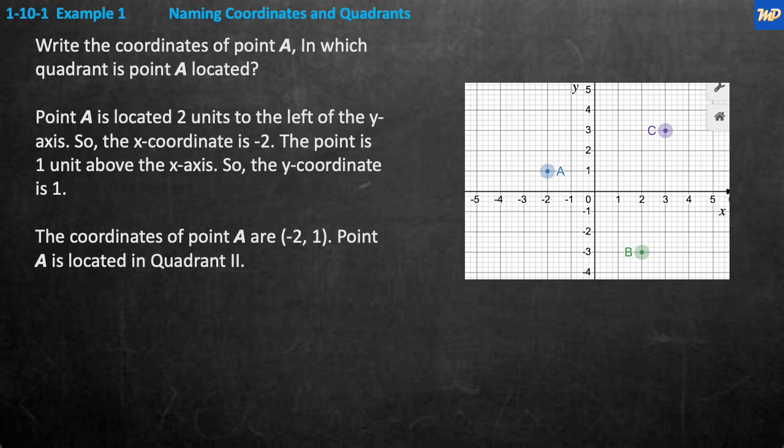Okay, example 1. Naming coordinates and quadrants. Write the coordinates of point A. In which quadrant is point A located? Two questions, so to speak.